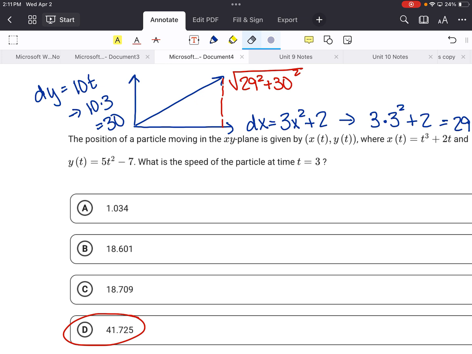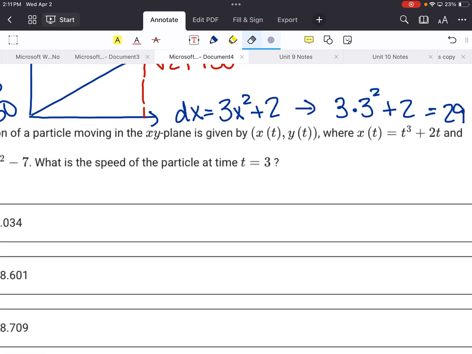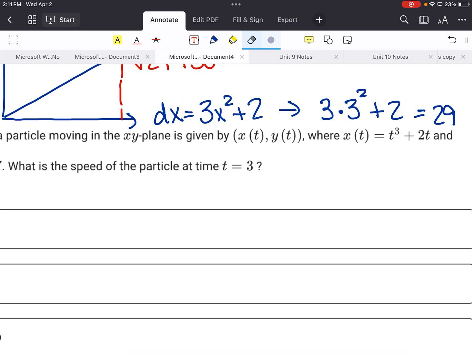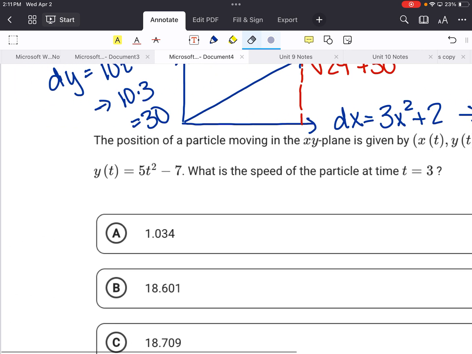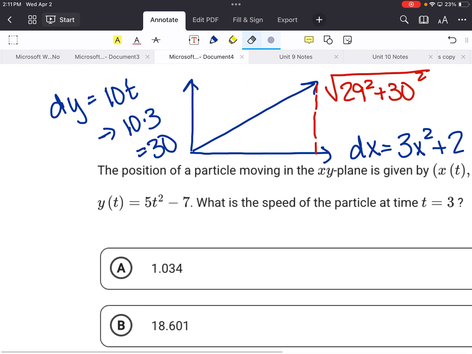Velocity is the derivative of position. So I know I need to do derivatives. So I do the derivative of the x. I get 3t squared plus 2. And then I do the derivative of y, and I get 10t. So now I've got the equations for the derivative. I want to know the derivative at 3.